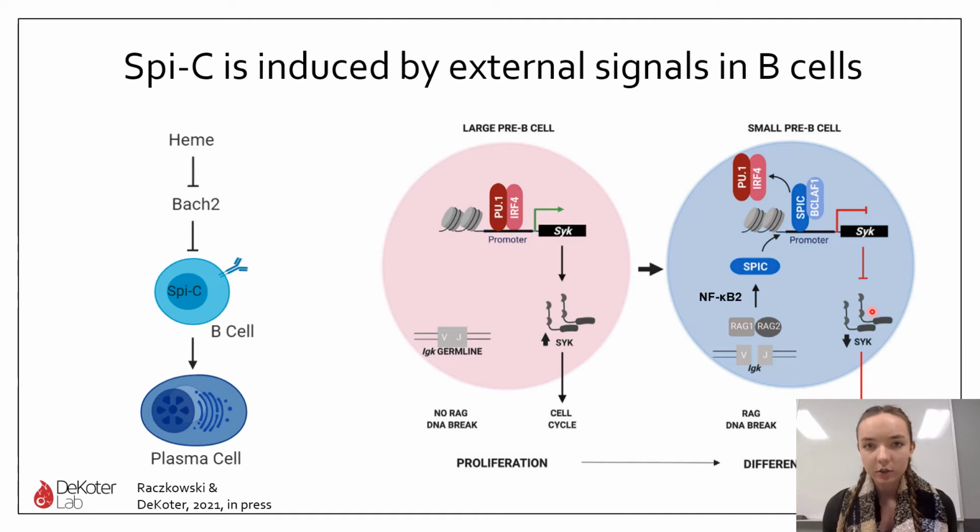And this is thought to have 2 important roles. The first is that these cells with RAG-mediated double-stranded breaks obviously have severe genomic instability, so Spi-C acts to preserve the genomic integrity of these cells. As well, Spi-C's actions are thought to promote the differentiation of cells from this highly proliferative state that's characteristic of large pre-B cells into the more pro-differentiation state that occurs in the small pre-B cell stage.